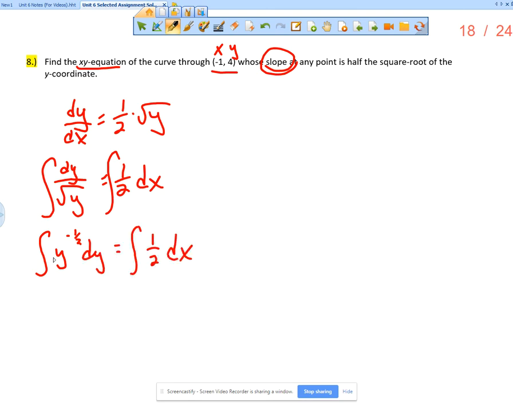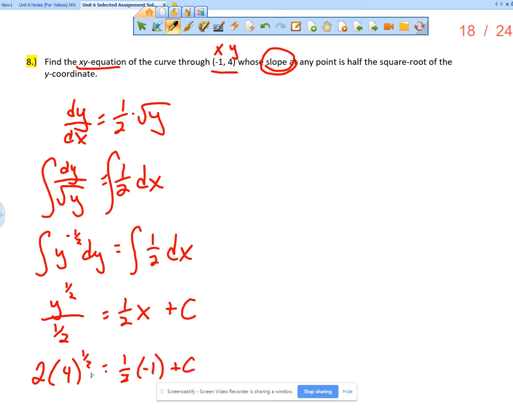On the left side, integral of y to the negative 1/2. I'm going to add 1 to the power, so it becomes y to the positive 1/2, and then I'm going to divide by 1/2. Equals integral of 1/2 dx. That's just 1/2 x, and then of course plus c. Now I'm going to use the fact that x is -1 and y is 4. So I'm going to rewrite that as 2 times y to the 1/2. So 2 times 4 to the 1/2 equals half of -1 plus c.